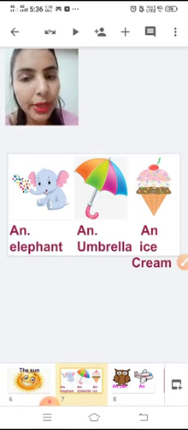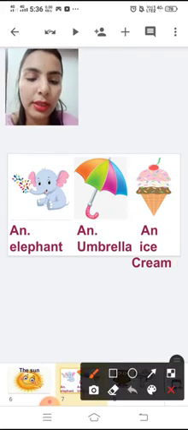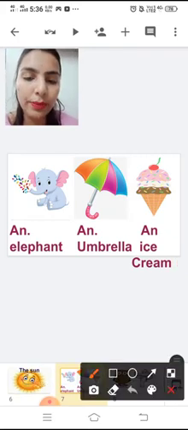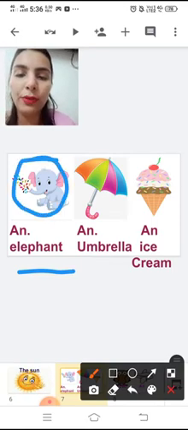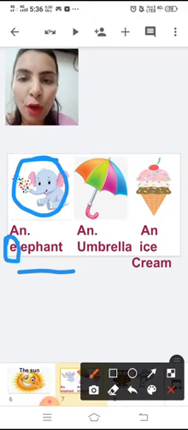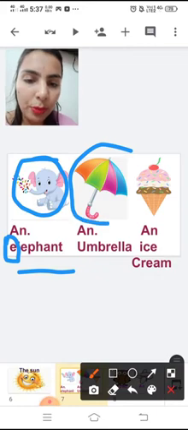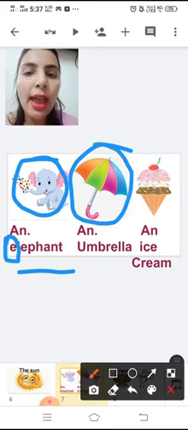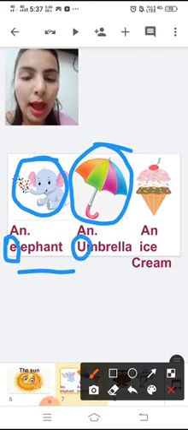See here, an elephant. In the first picture, what is written here? An elephant. What is in the picture? Elephant. So an elephant. We use an before elephant. I'm going to circle the first letter of elephant. Next is an umbrella. Here is one umbrella. So we use an before the word umbrella. Why? I'm going to tell you. I'm here circling the first letter of umbrella, that is U.